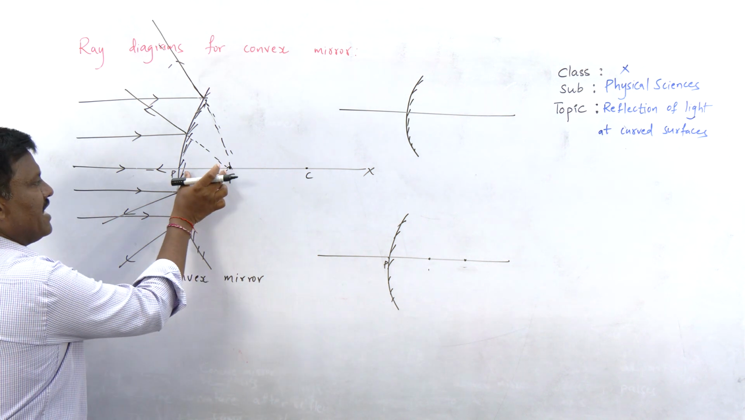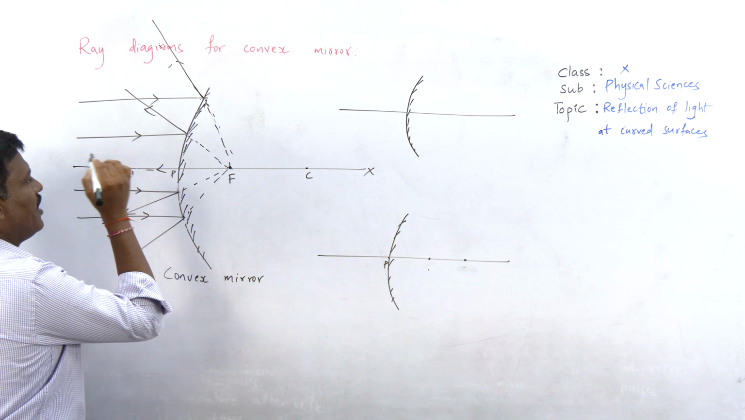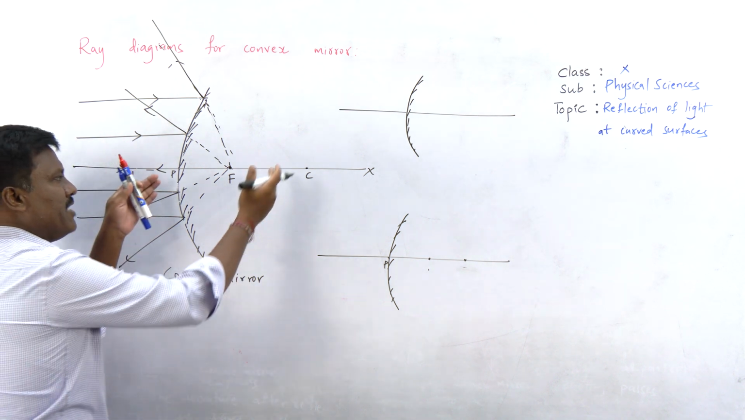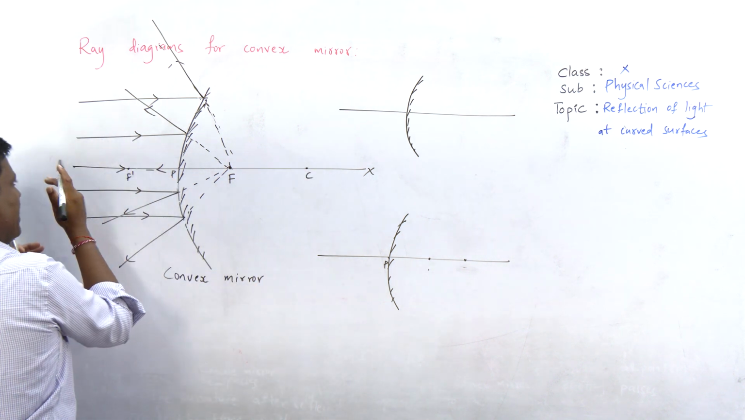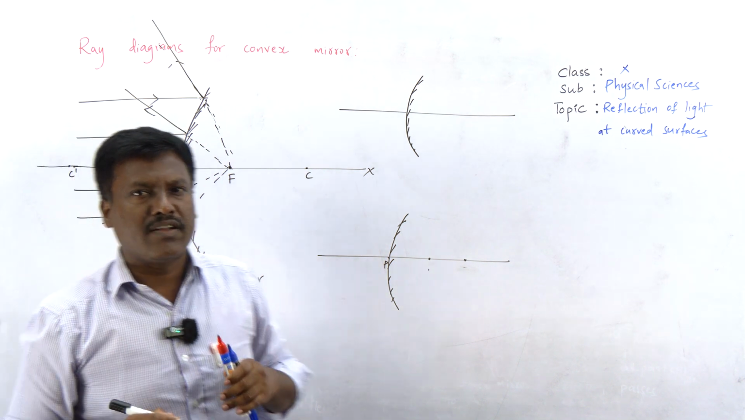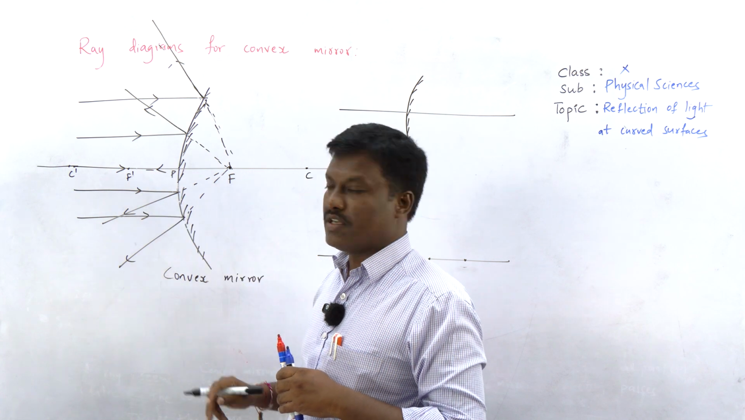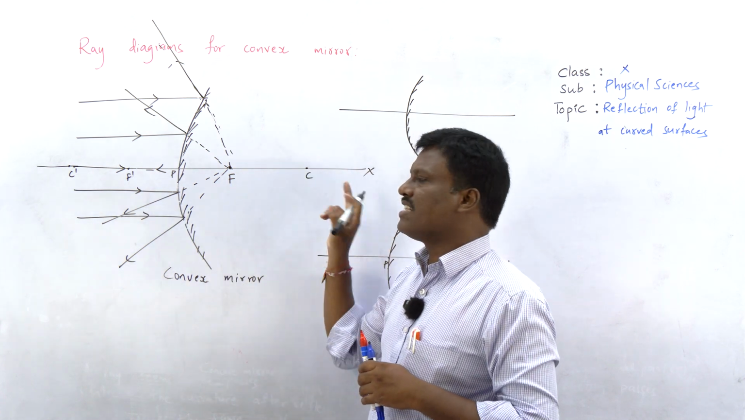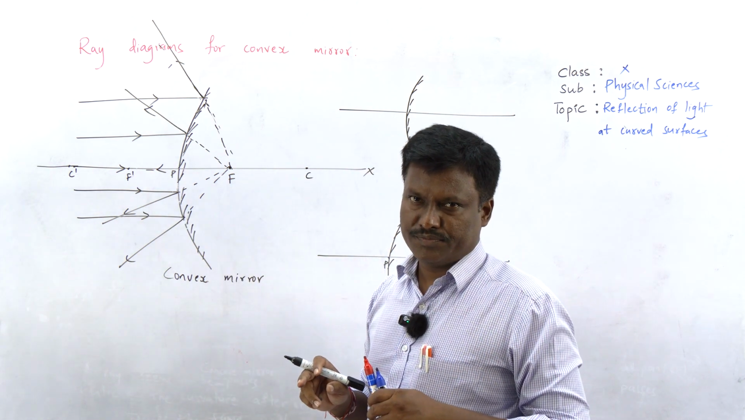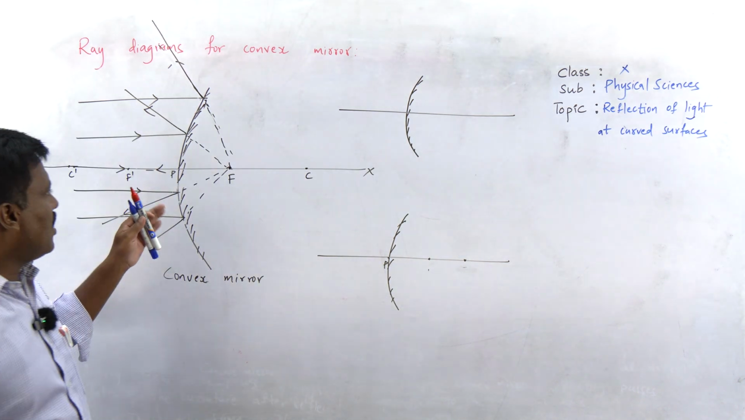With the same distance, we have to imagine another focus, that is the virtual focus, F dash. With the same distance from the center of the curvature, we have to imagine another center of the curvature. This is the virtual center of the curvature. This is the virtual focus. This is the real focus, this is the real center of the curvature. So this is the convex mirror.